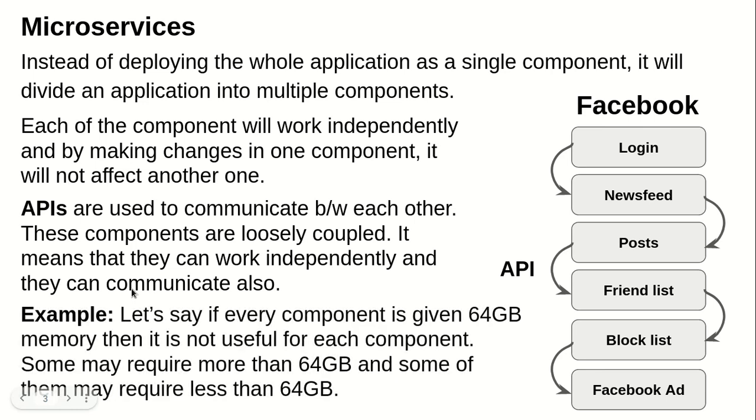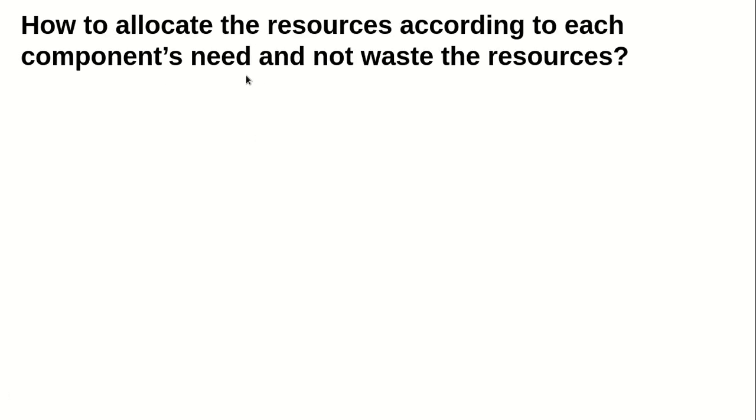Alright, so let's say every component is given 64 GB memory. There is an example that if every component of Facebook is given 64 GB memory, then it is not useful for each component. Why? Because all of the components may not require 64 GB. Some of them may require less than 64 GB, or some of them may require more. It depends upon their requirements. So how do we allocate the resources according to each component's need and not waste the resources?